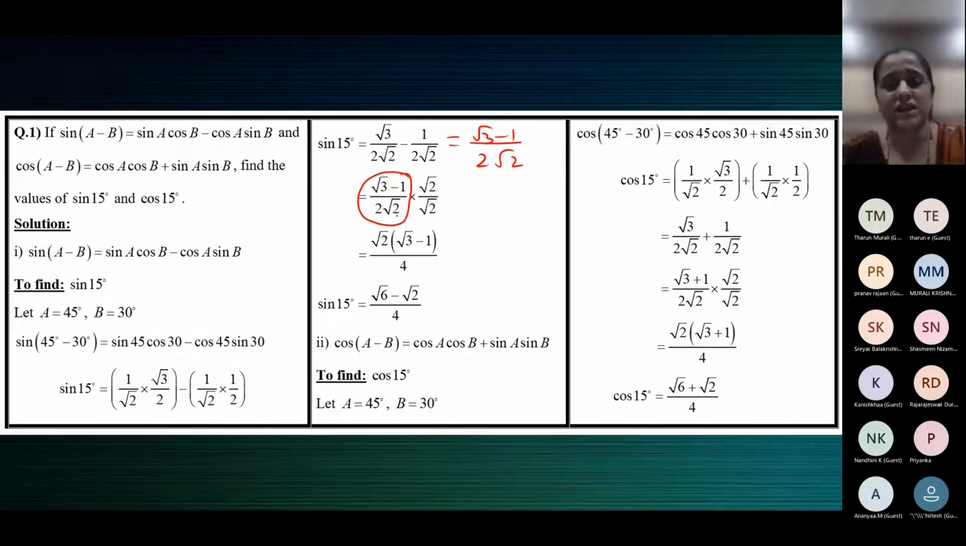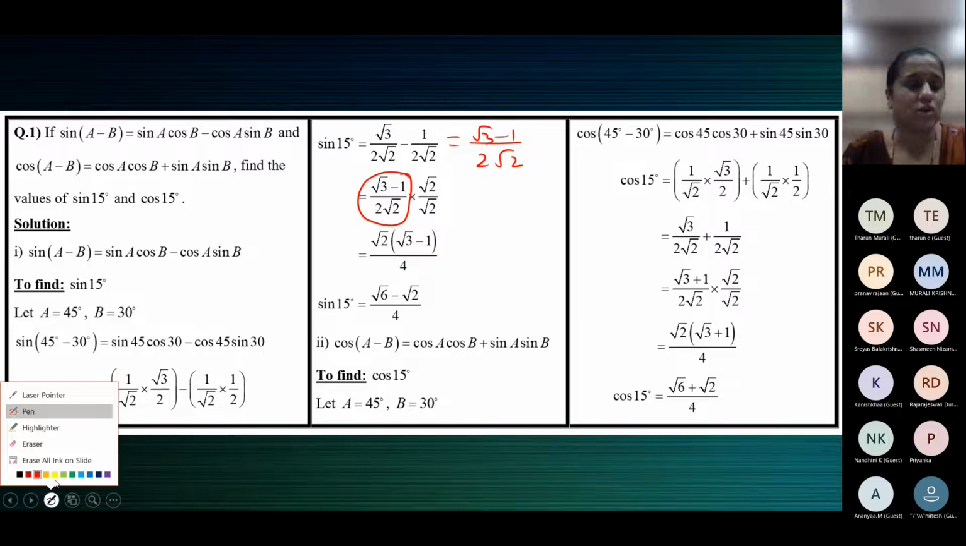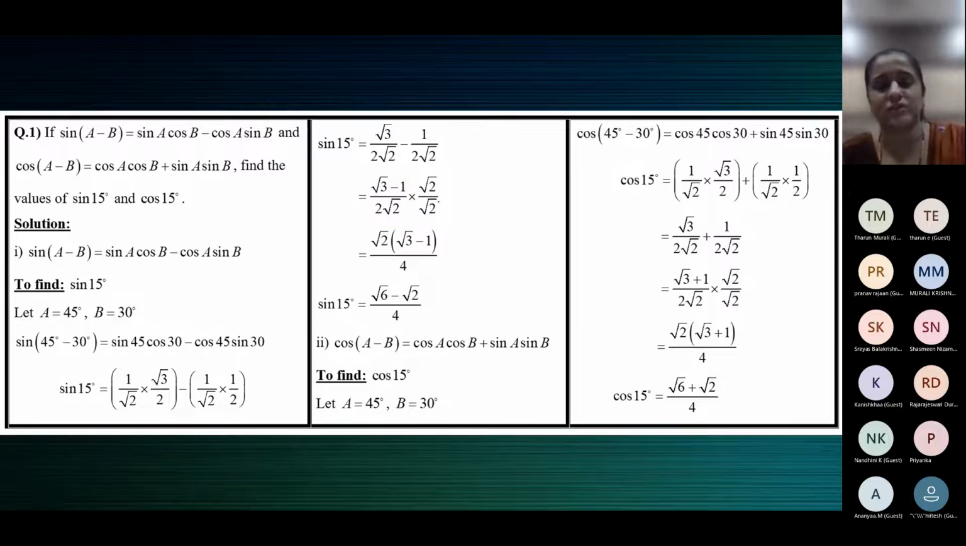Now the denominator is irrational. So we rationalize the denominator like this. We multiply the numerator and denominator by root 2. This we always do. When the denominator is irrational, you will always have to rationalize the denominator. And then this is the value with the rational denominator: root 6 minus root 2 by 4.